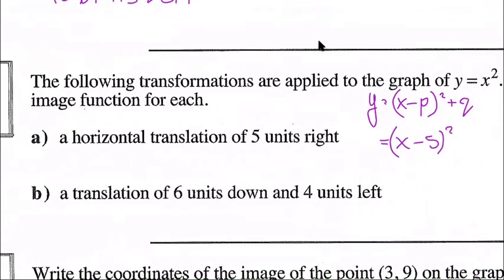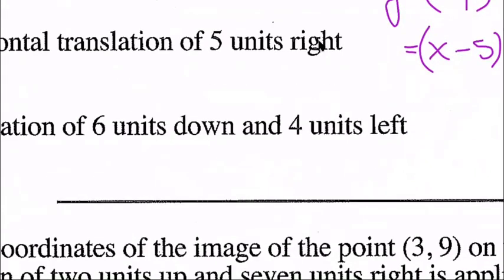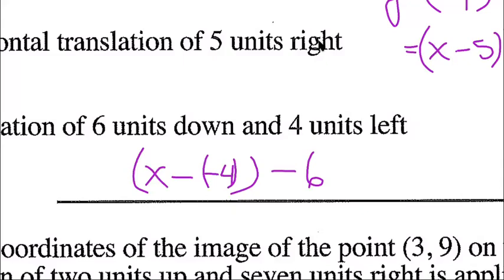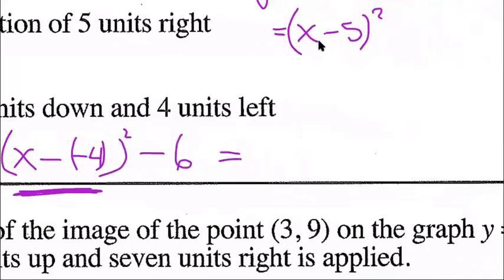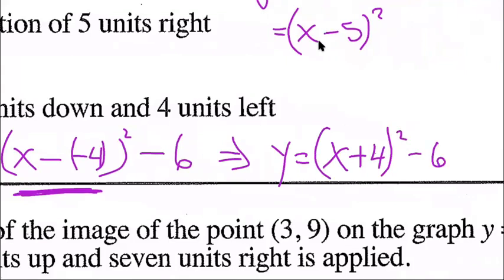Question B, translation of 6 units down and 4 units left. Well, 6 units down is going to be minus 6. And then 4 left, that's plus 4. So that's x minus negative 4. Looks kind of like that. But I don't want to have the minus minuses in the brackets. So I need to rewrite that as y equals x plus 4 squared minus 6.